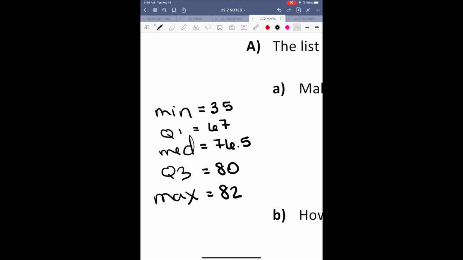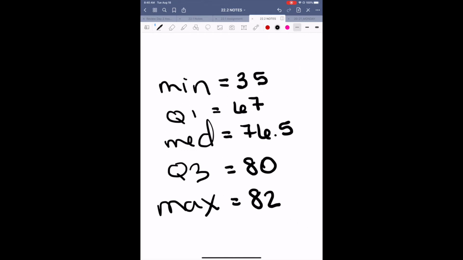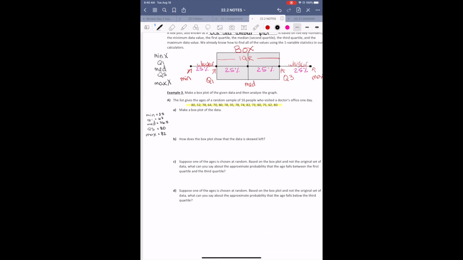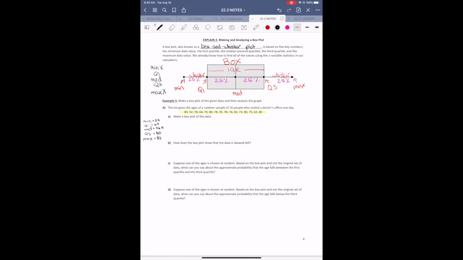All right, so these are the values you should have found in your calculator. Your minimum value is 35, quartile 1 is 67, median is 76.5, your quartile 3 is 80, and your maximum is 82. Now I know some of you are thinking, well, that's easy. I'm just going to make a line and draw my box plot. Remember that your data values have to be in equal intervals. That means I can't just draw a number line and say here's 35, here's 67, right? If we're going to draw a number line, you have to have evenly spaced intervals.